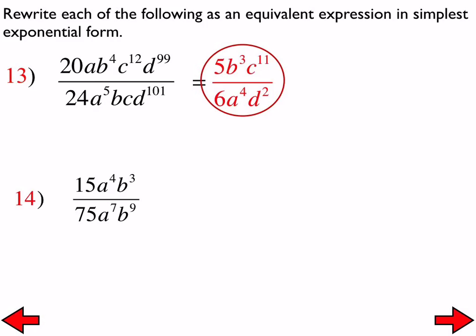We have 3 more a's on the bottom and then 6 more b's on the bottom. That should be 1 over 5a cubed b to the 6th. So any questions through number 14?